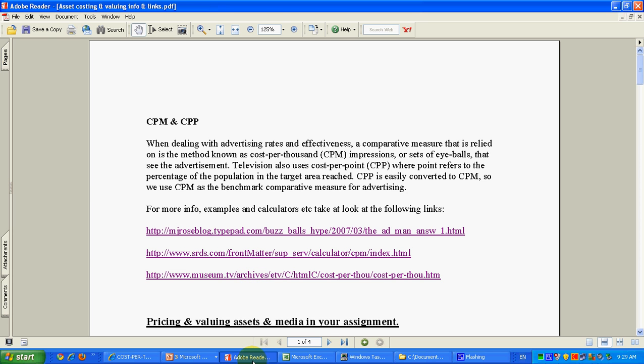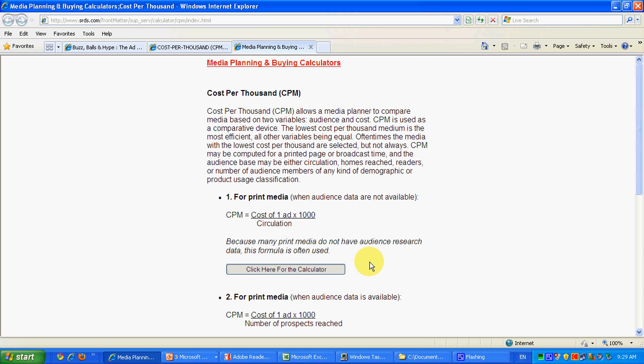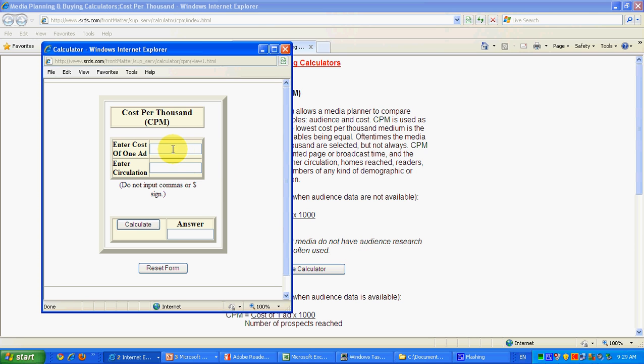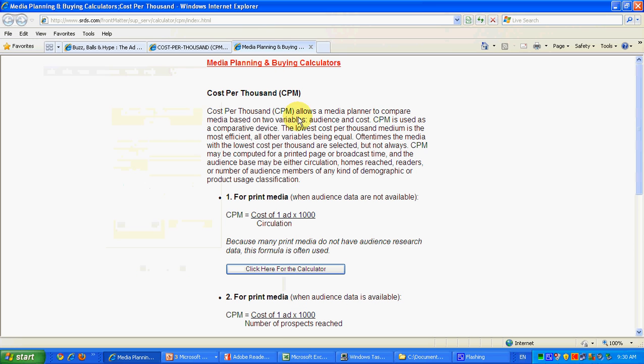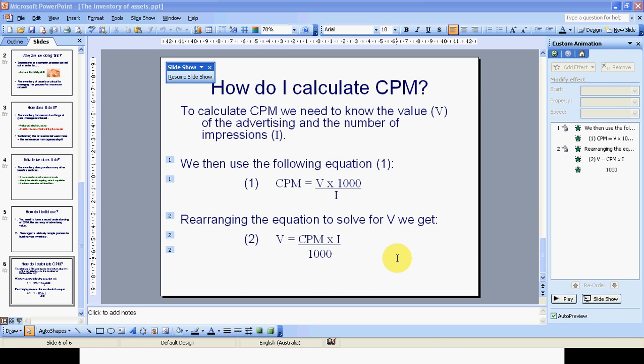This middle link that I've provided you is simply a calculator, and this calculator here, it's limited in the fact that it only provides one of the equations. So it assumes you know the cost of the ad or value of the ad and then the number of impressions, and it will calculate the CPM value. So essentially that calculator performs this equation here. It calculates the CPM value once you know the value of the ad and the number of impressions.